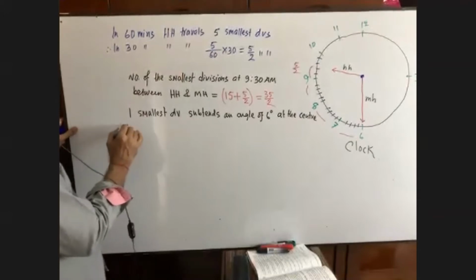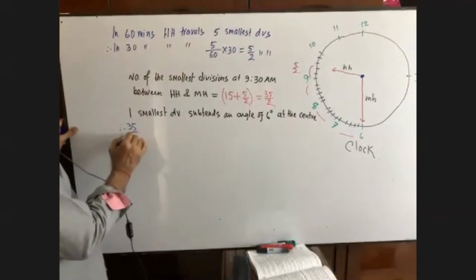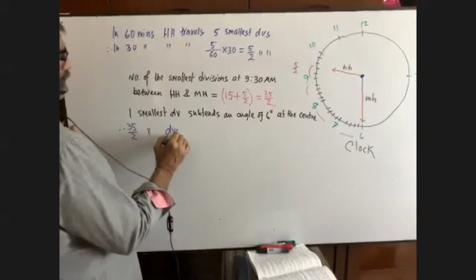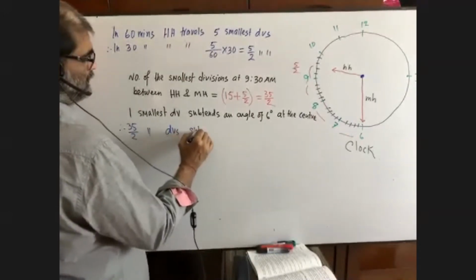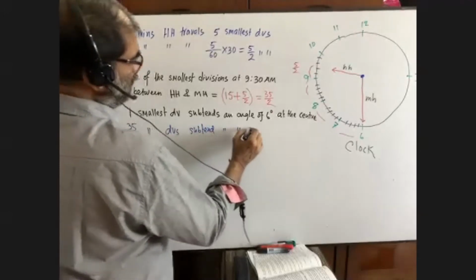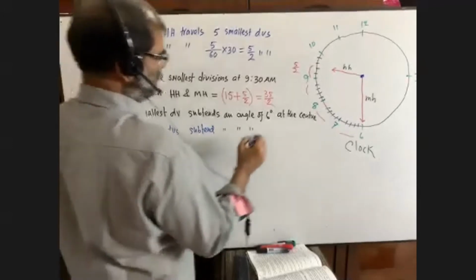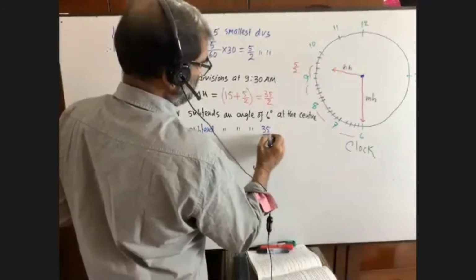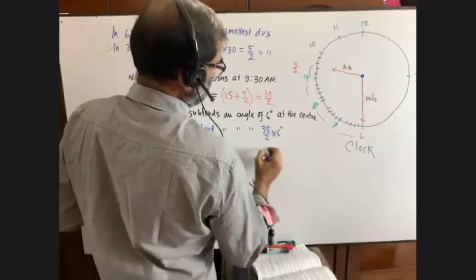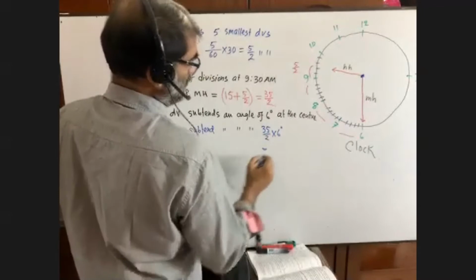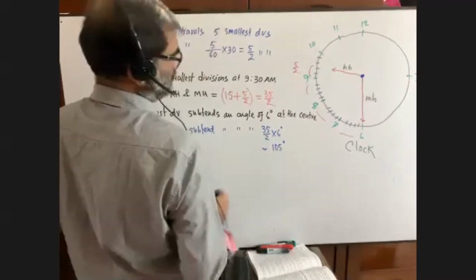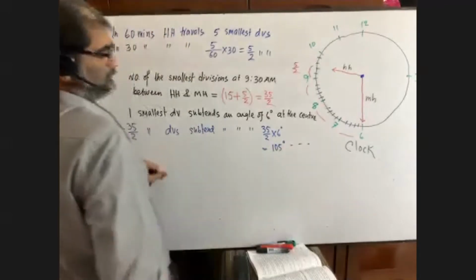Therefore, 35/2 smallest divisions subtend an angle of 35/2 into 6 degree is equal to what? 105 degree at the center. Our math is done.